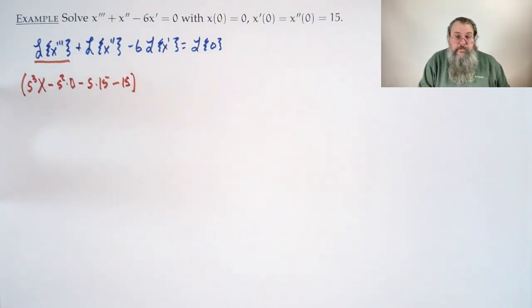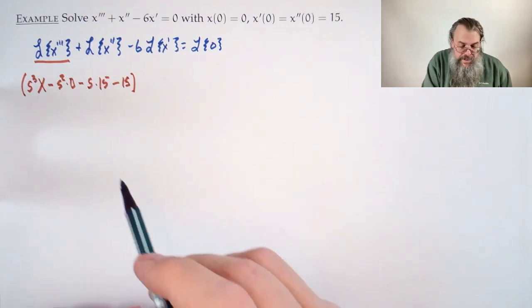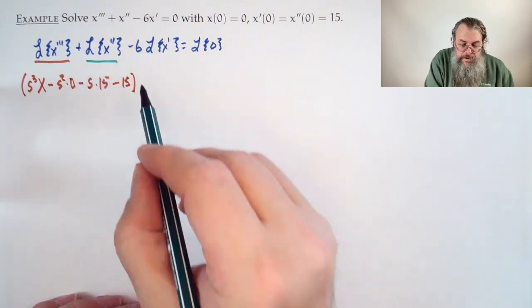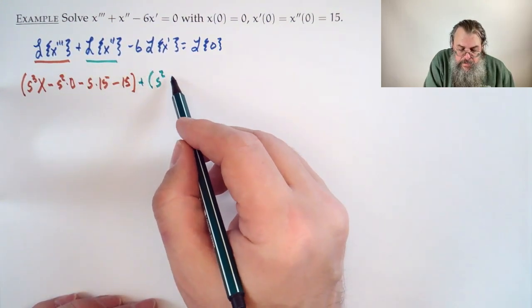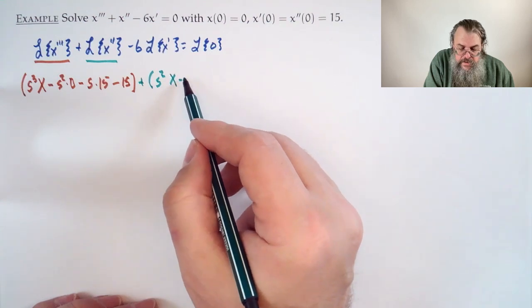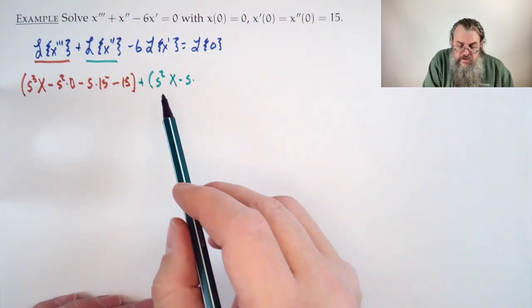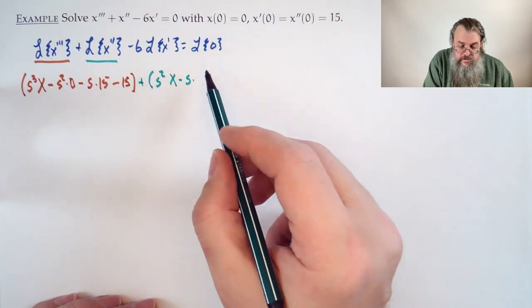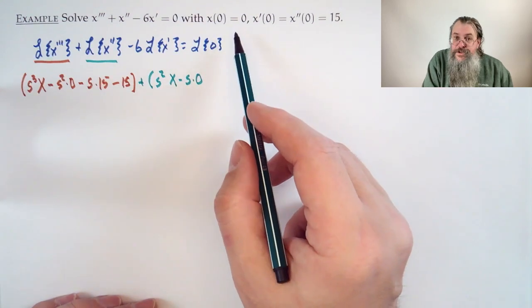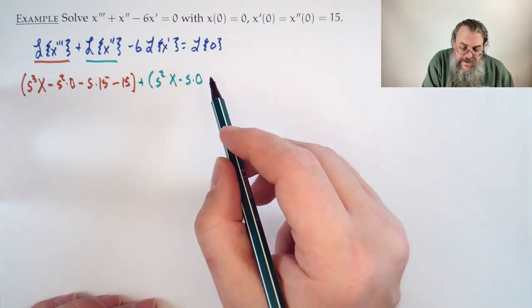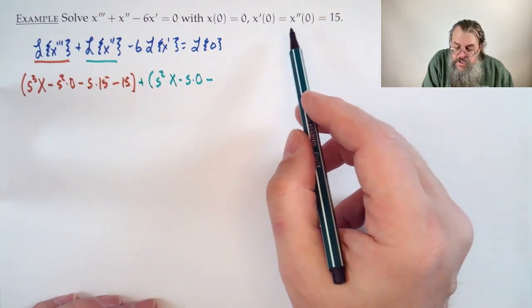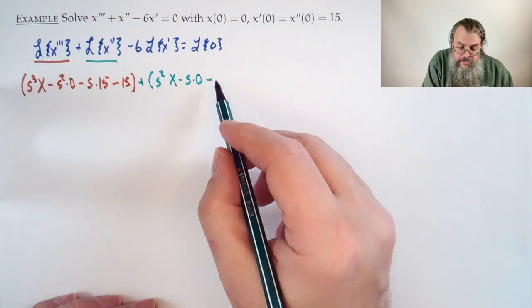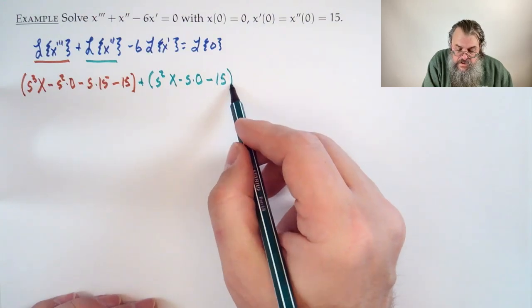And then we say, all right, but there's more pieces. No worries, we have lots of space left on our paper. X double prime, so plus, and I like to put parentheses. It helps remind me, don't forget to put parentheses here. So s squared X minus s x(0), 0. Oh, it's really nice that we have a 0 there. That's lovely. Minus x prime(0), 15.